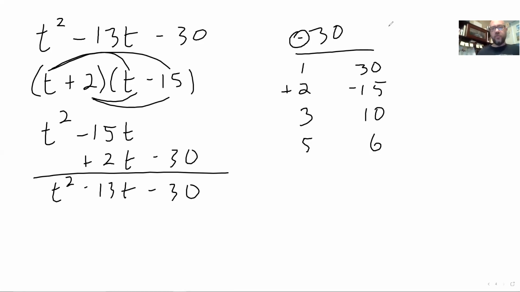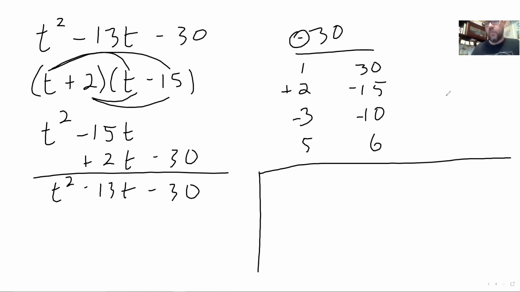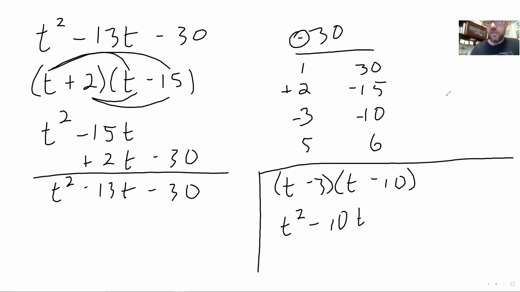And just to prove a point, I'm going to go -3, -10, and show you that it doesn't work out. I know ahead of time it won't work out, but I will show you why it doesn't. So if I tried t minus 3, t minus 10, we get t squared minus 10t minus 3t minus 3 times minus 10 is plus 30, and that's the thing that doesn't work.